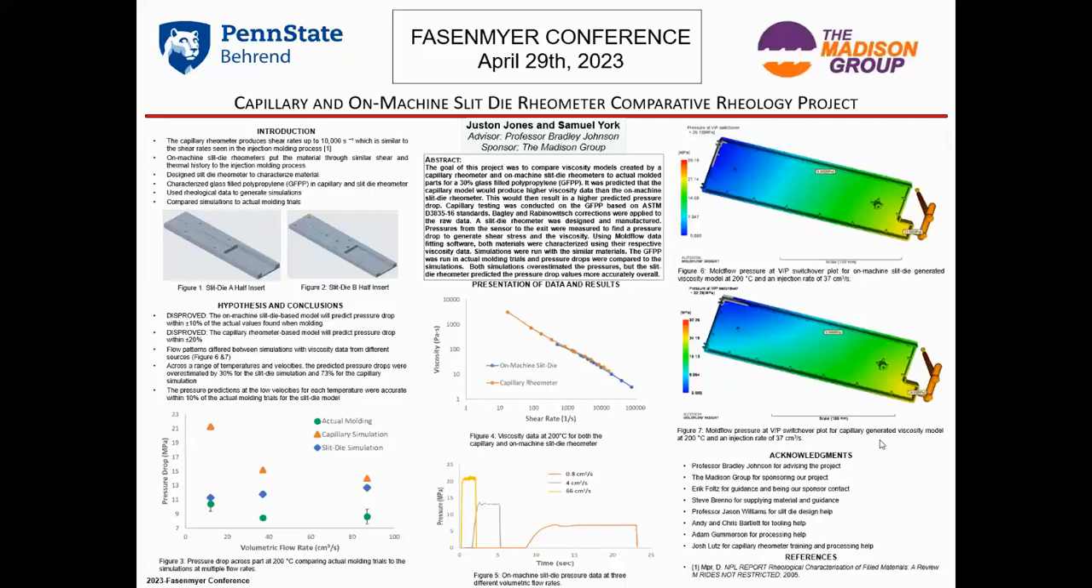So the goal of this project was to compare viscosity models created by a capillary rheometer and an on-machine slit diameter and compare those to the actual molding trials for 30% glass-filled polypropylene.